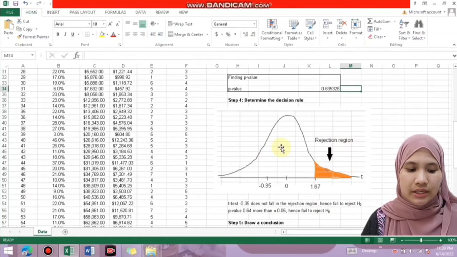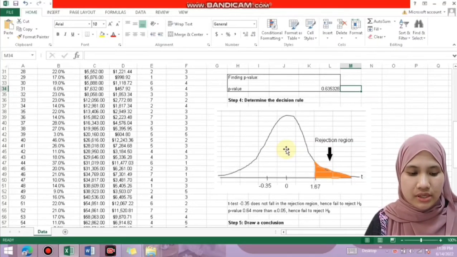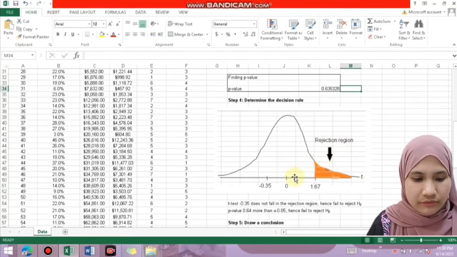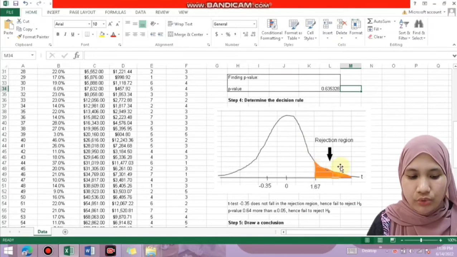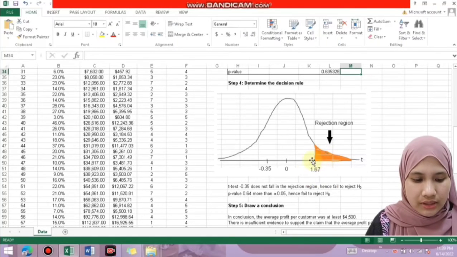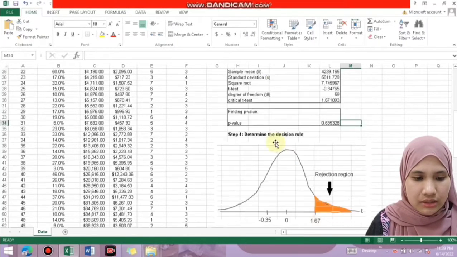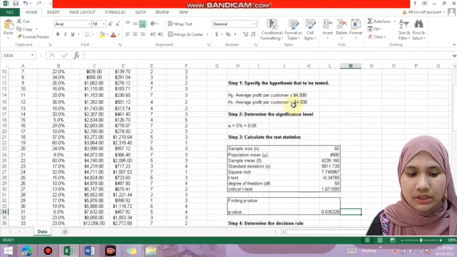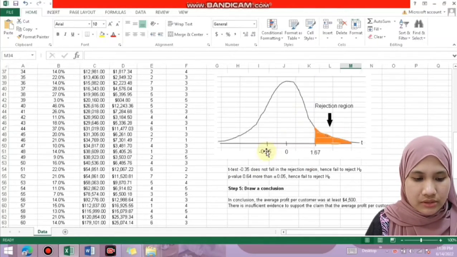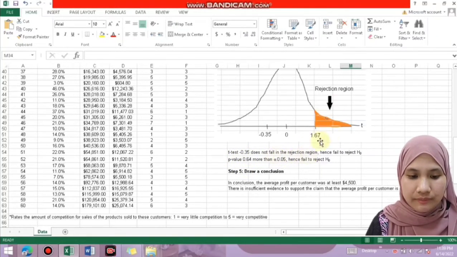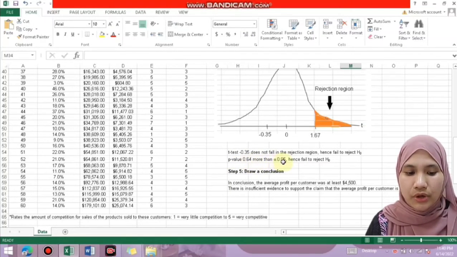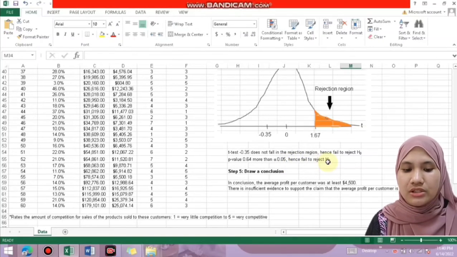Now we move to step 4, where we will determine the decision rule. This is the diagram I drew, so it is easier for us to see where the rejection region is. From the alternative hypothesis, we can see that the rejection region will be on the upper tail, because the alternative hypothesis is more than 4,500. So the t-test value negative 0.35 does not fall in the rejection region here. Hence, fail to reject H0. And p-value 0.64 is more than alpha 0.05, hence fail to reject H0.